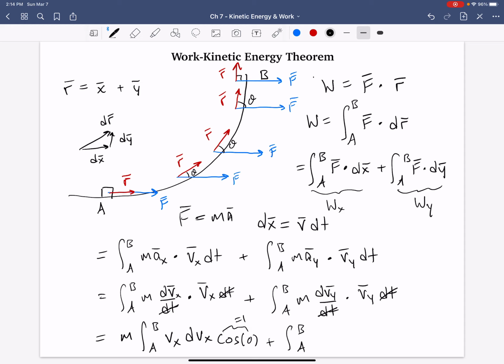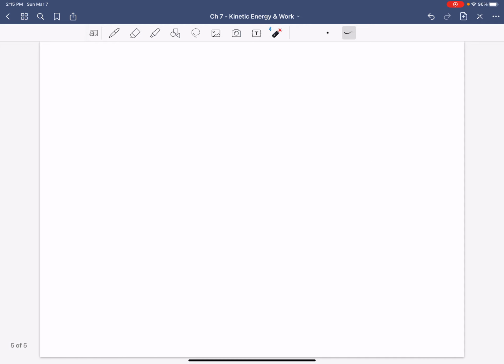And that we can do. All right, pulling mass out again. Squeeze it in there. Same thing for the y direction. dvy, and then cosine again of 0 is 1. And so this is simply the y component of the velocity. That's changing. dvy is the differential bit of that velocity component. Okay? So if we keep going, we can now evaluate this integral.